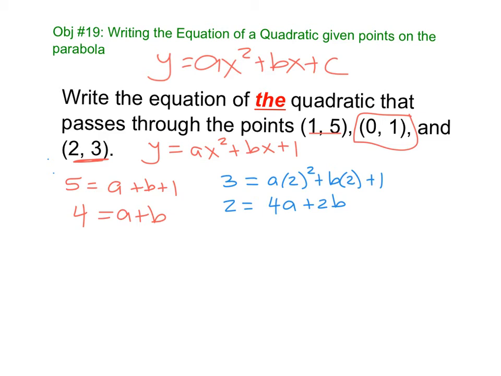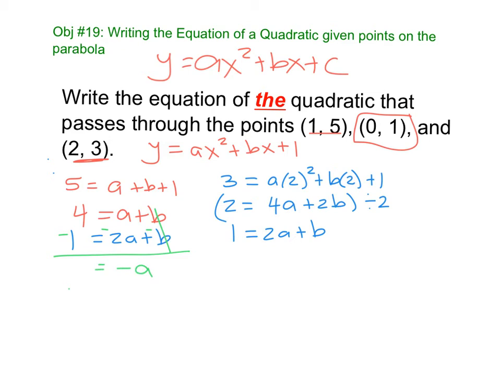All right, I'm going to take the blue, and I'm going to divide the whole thing by 2. 1 equals 2a plus b. Now, why did I do that? If we put these underneath each other, what can we do? If we change the sign, I'm going to subtract. My b's cancel out, and I get negative a equals 3. So my a value is negative 3.